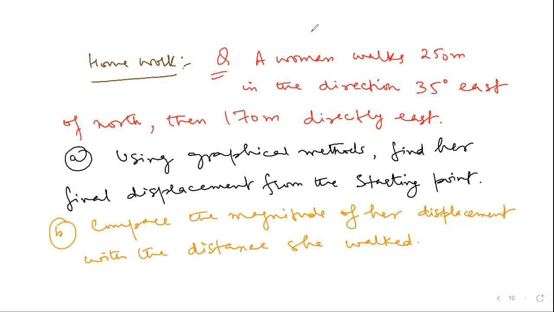I repeat the question. A woman walks 250 meters in the direction 35 east of north, then 170 meters directly east. Part A says using graphical methods, find her final displacement from the starting point. Part B says compare the magnitude of her displacement with the distance she walked. Solve this question. This is all for today.